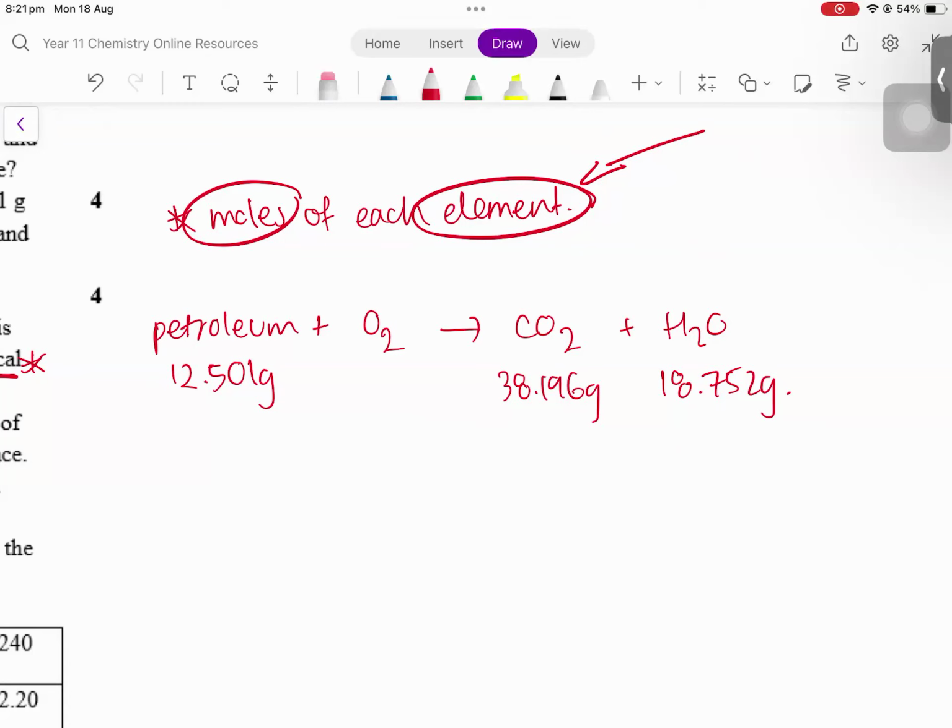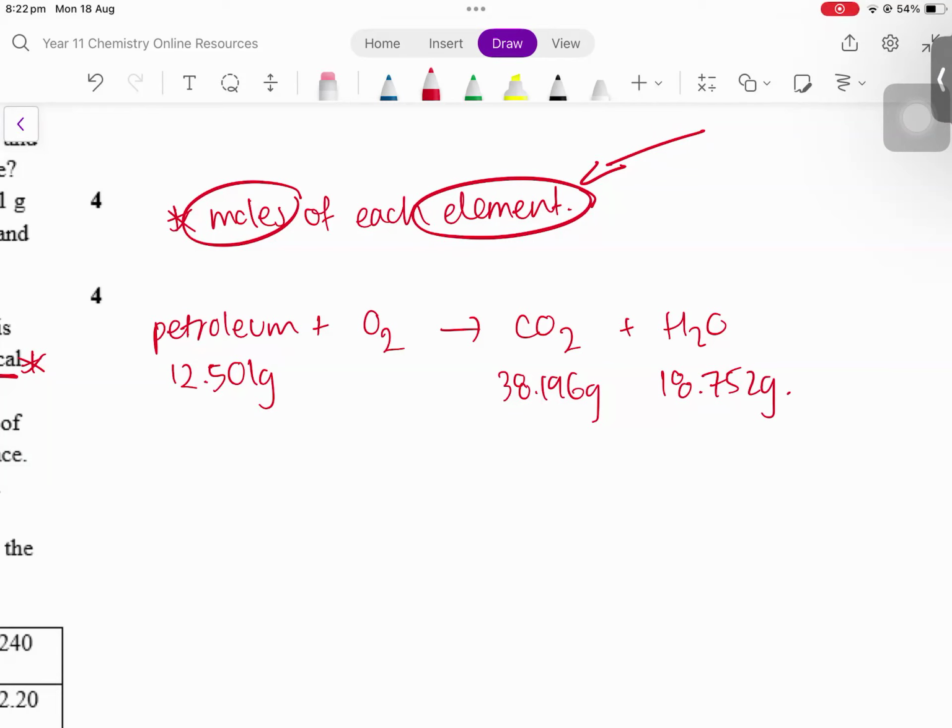Can you lose elements in an equation? No, you can't. So guys, if it shows up on the right-hand side, it also has to show up on the left. Okay? What elements on the right-hand side do you currently not see on the left and that therefore are probably in the petroleum?